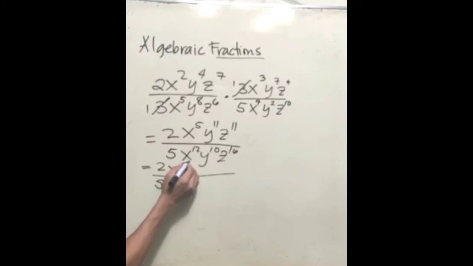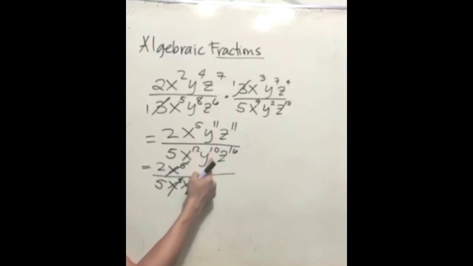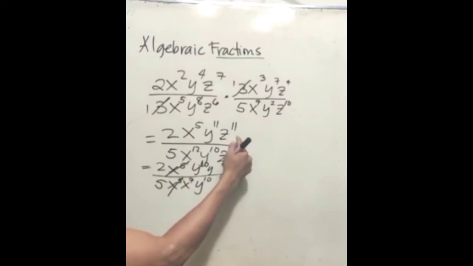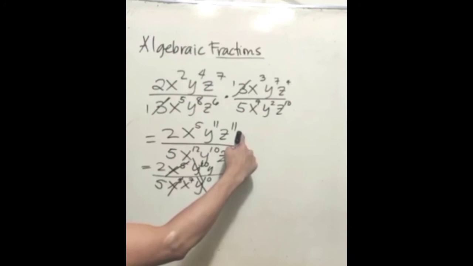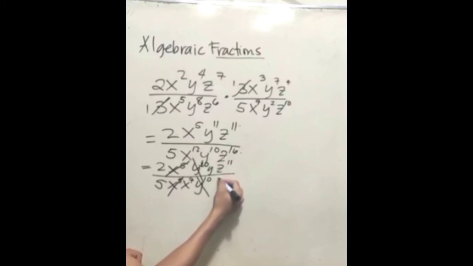Next, si y, saan yung pinakamababa? It's sa baba, di ba? y10, because this one is y11. So, sulat niyo y10, and here y10 also, y10 and y1, okay? Or just y. Kasi we don't write 1. And then sa z naman, cancel natin si y10 at saka y10. Si z naman, mas mababa ang exponent sa taas kasi 11 and this one is 16. So, z11 and z11 and z, 16 minus 11, we have 5, right? Okay, there we go. Cancel si z11, cancel z11.